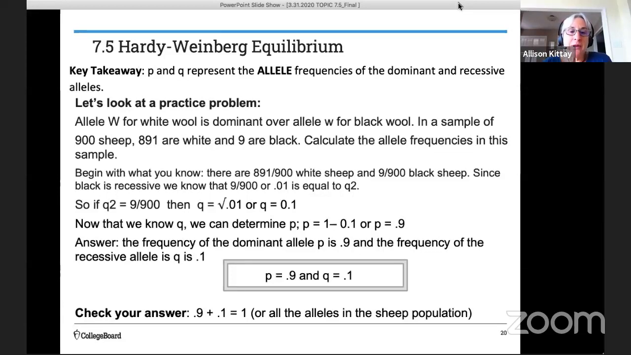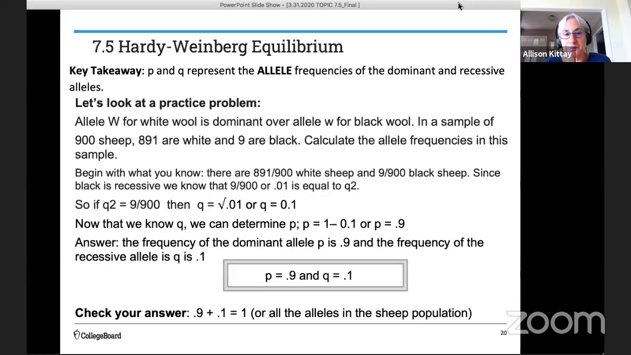So we know that there are 891 out of 900 white sheep. Remember, we don't know if they're homozygous dominant white or heterozygous white. So we don't want to start there. But we also know that 9 out of 900 are black sheep. And since black is recessive, we know that 9 out of 900, or 0.01, is the homozygous recessive genotype.